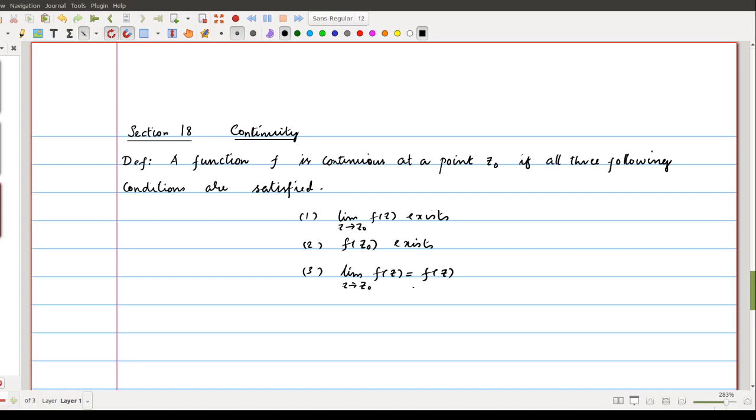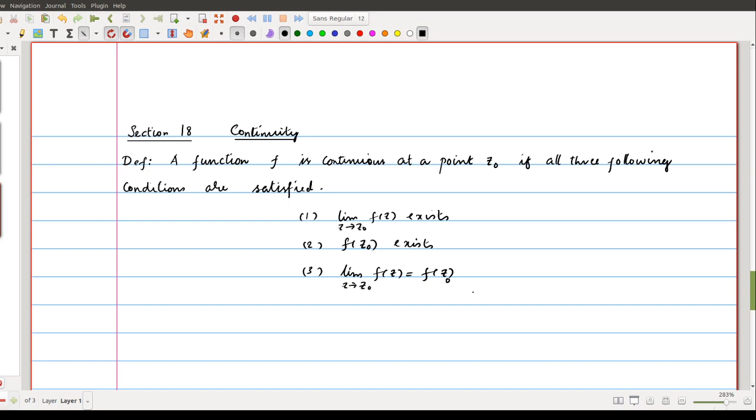Today we discuss section 18, continuity of complex functions. This is the definition. A function f is continuous at a point z0 if all three following conditions are satisfied. The first condition is the limit as z tends to z0 of f of z exists. Second condition, f of z0 exists. Finally, those two quantities should be equal: the limit as z tends to z0 of f of z equals f of z0.